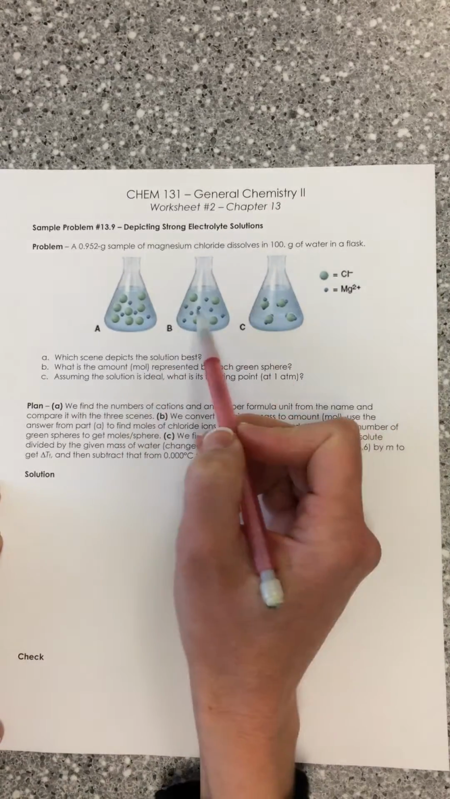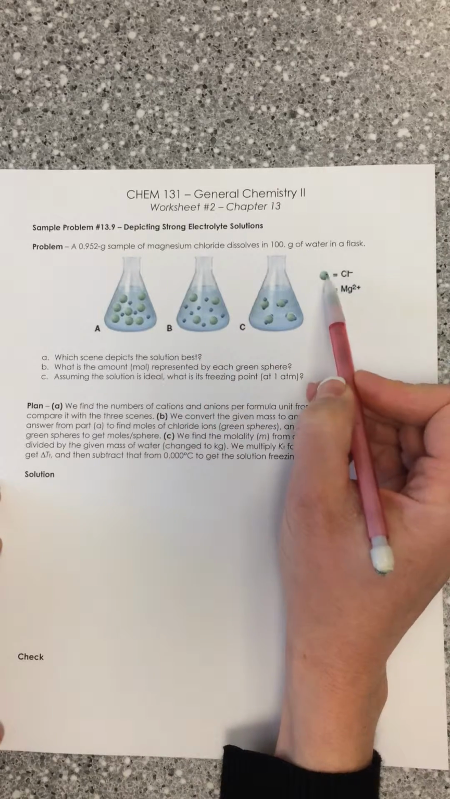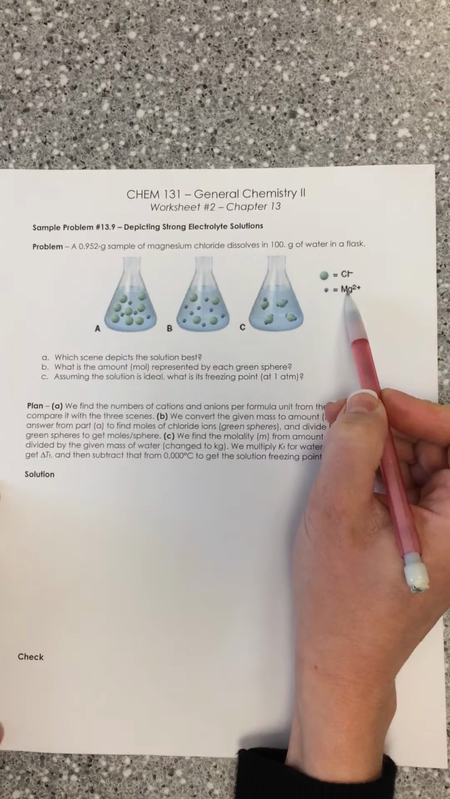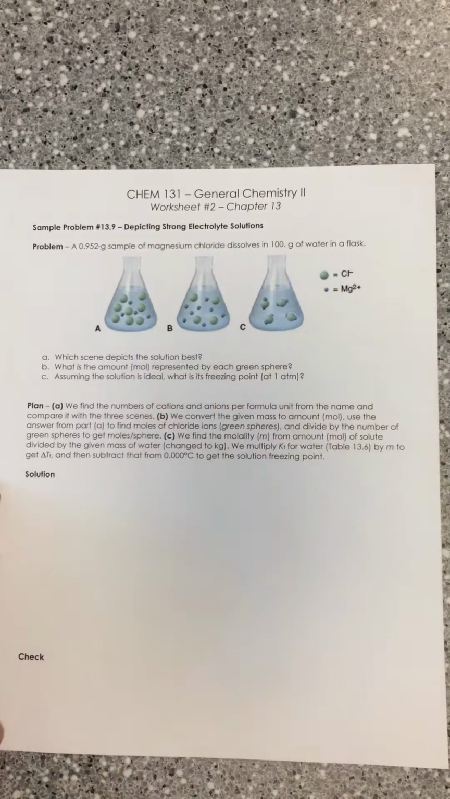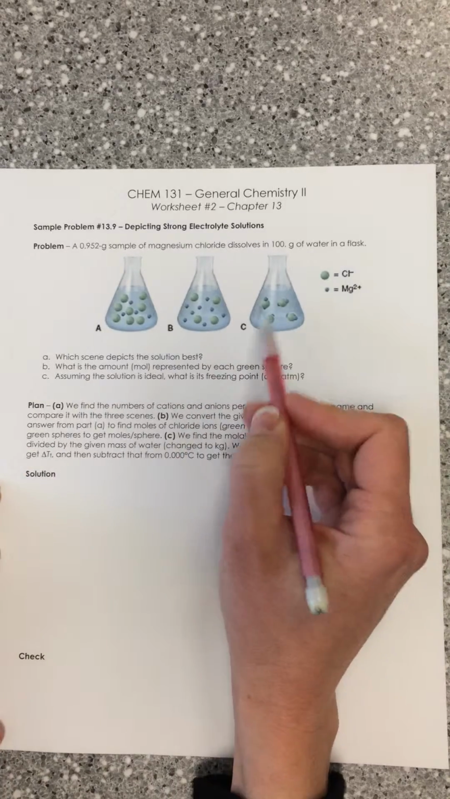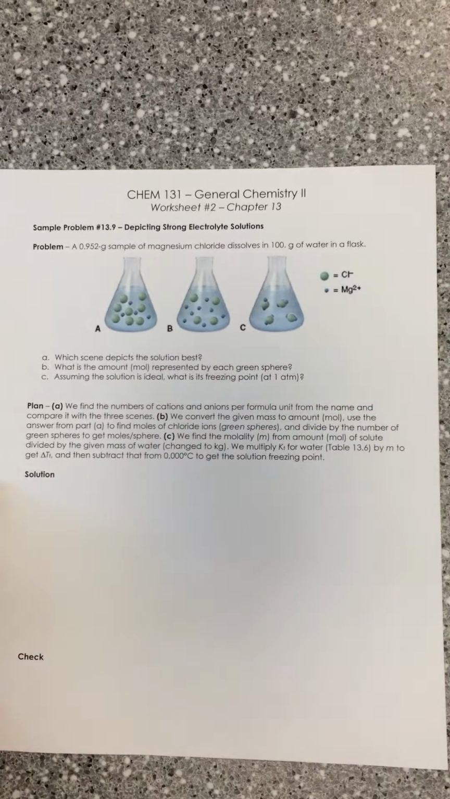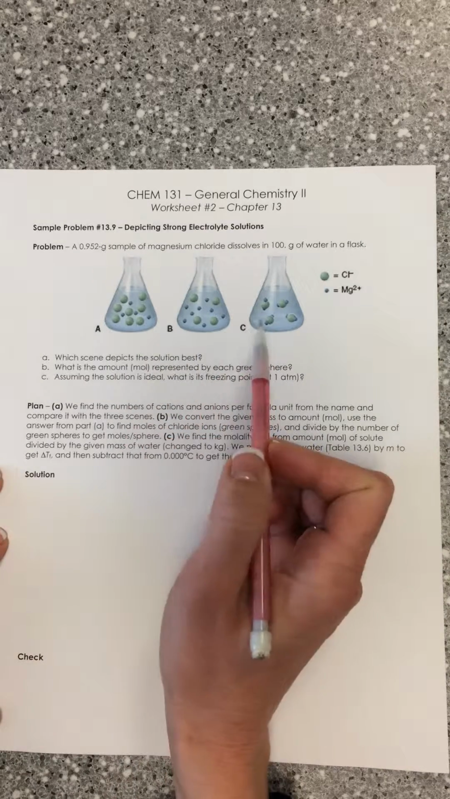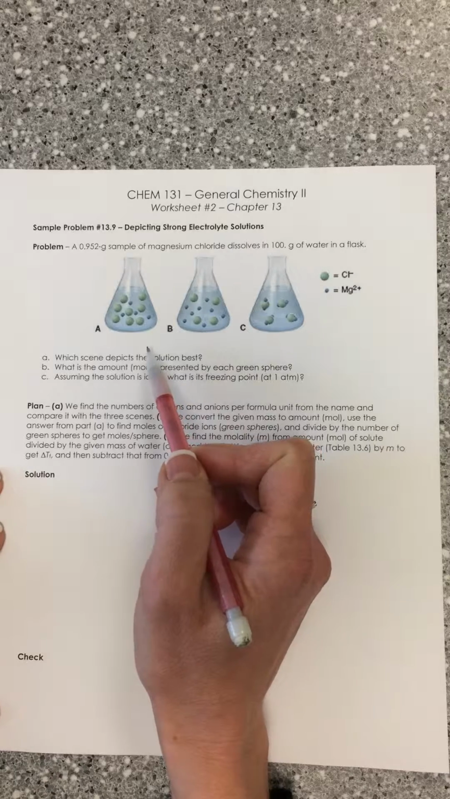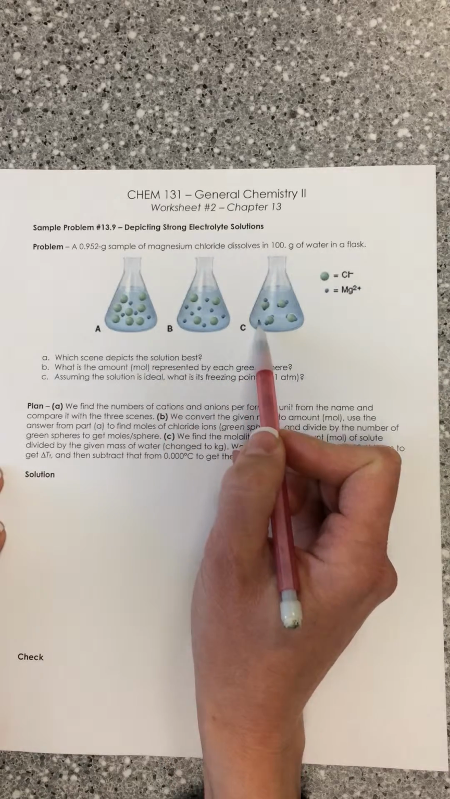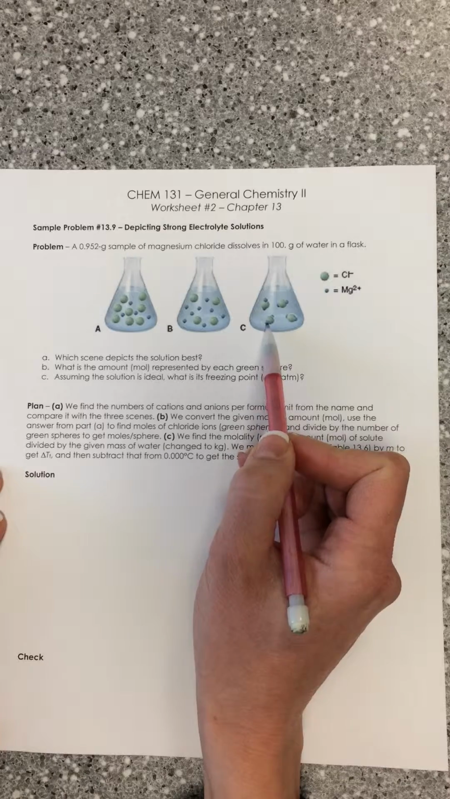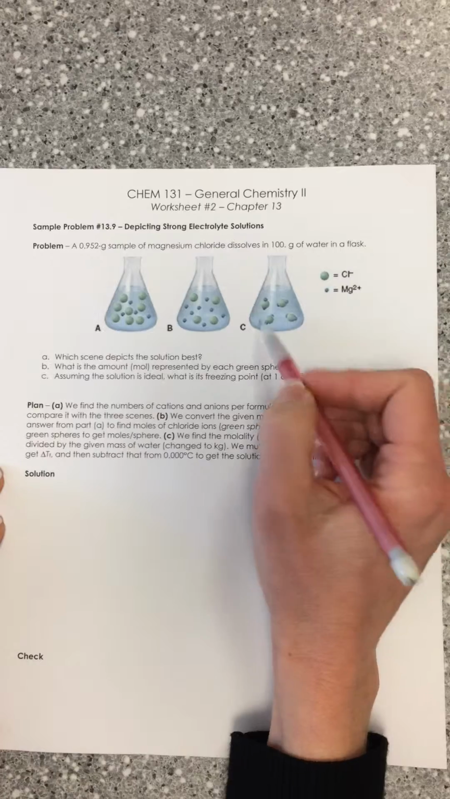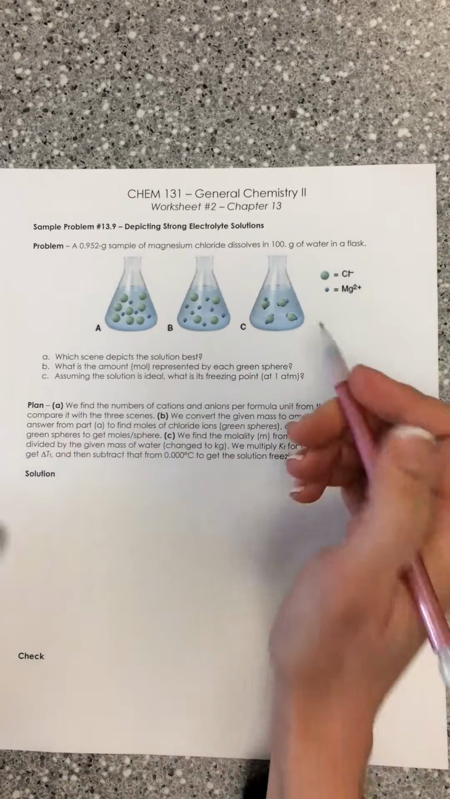And so we see three flasks that are here, and our little key reminds us over here that every green sphere that we see is a chloride ion, and every magnesium ion is represented by a smaller blue sphere. And so we need to look at these and ask which one of these depicts the solution best. So anytime you have to look at something like this, first ask the question, well, what's different between these? Well, I can look at C and I can see that C still has the blue spheres associated with the green sphere, which means that it's indicating that we're supposed to have this salt still together.